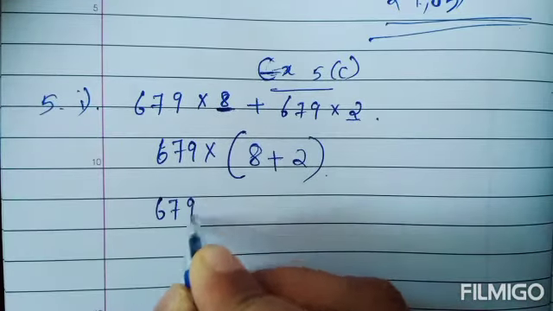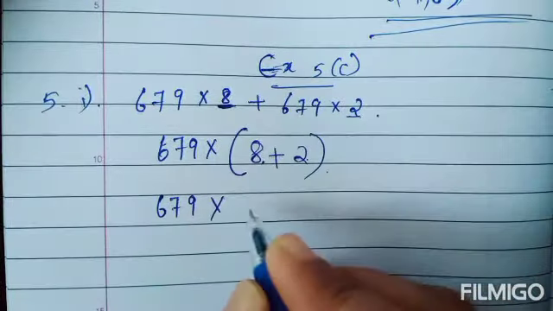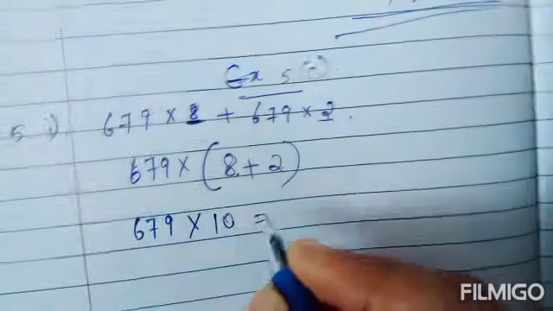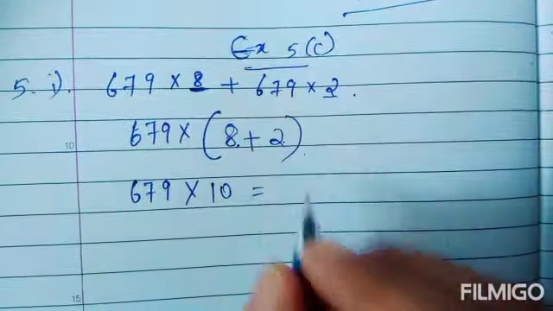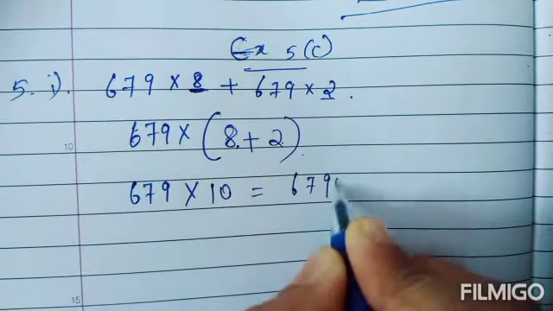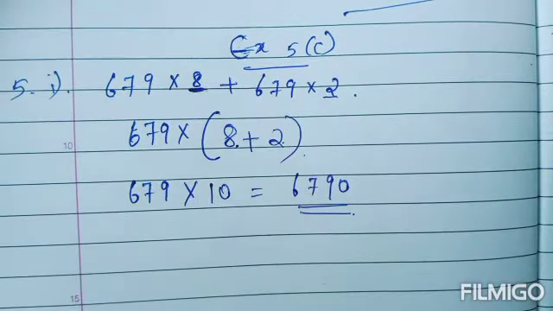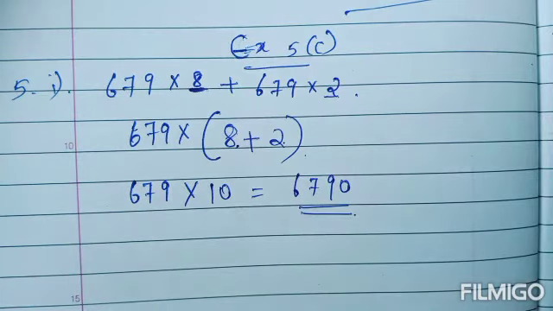Now 679 into 8 plus 2, which is 10. So what is 679 into 10? It is 6790. This will be the answer. Without doing the actual multiplication, we find the answer using properties.